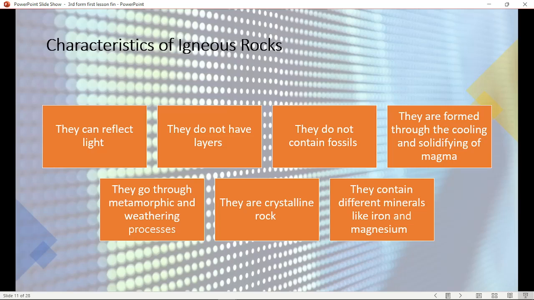these are characteristics of igneous rocks. They can reflect light. They do not have any layers. They do not contain fossils. They are formed through the cooling and solidifying of magma. They go through a metamorphic and weathering process. They are crystalline rocks, and they contain different minerals like iron and magnesium. And many of these characteristics we covered earlier in what is the igneous rock.